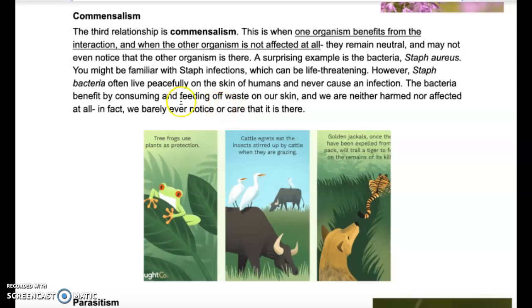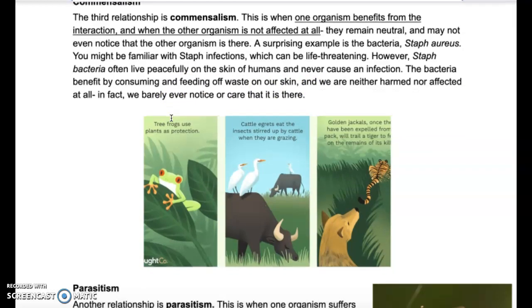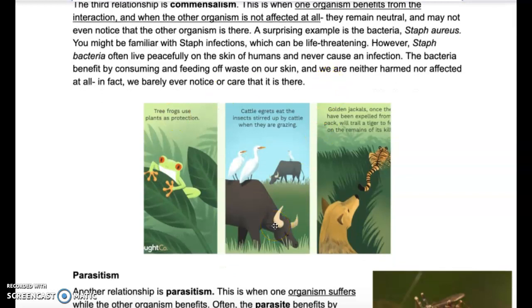The bacteria benefit by consuming and feeding off the waste of our skin, and in this interaction, we're neither harmed or affected by this kind of bacteria at all. In fact, we barely ever notice or care that it's there. And then this 3-panel image gives us 3 more examples of commensalism. So this one says tree frogs use plants as protection. So species 1 would be the tree frog, species 2, the second organism, would be the plant, right? So the tree frog is benefiting while the plant isn't affected at all. It's not bothering it, it's not harming it, but it's also not benefiting, right? It's neutral.